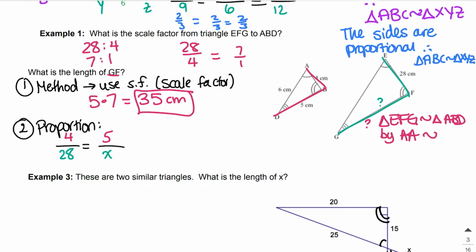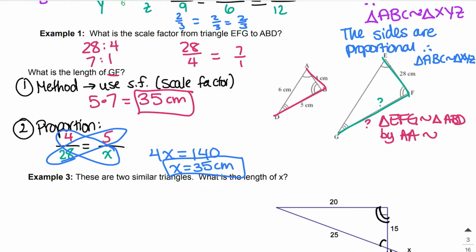And to be able to solve a proportion, we cross multiply. So 4 times x is 4x. 28 times 5 is 140. Divide both sides by 4 and you get 35. So either way, you'll get 35 centimeters.